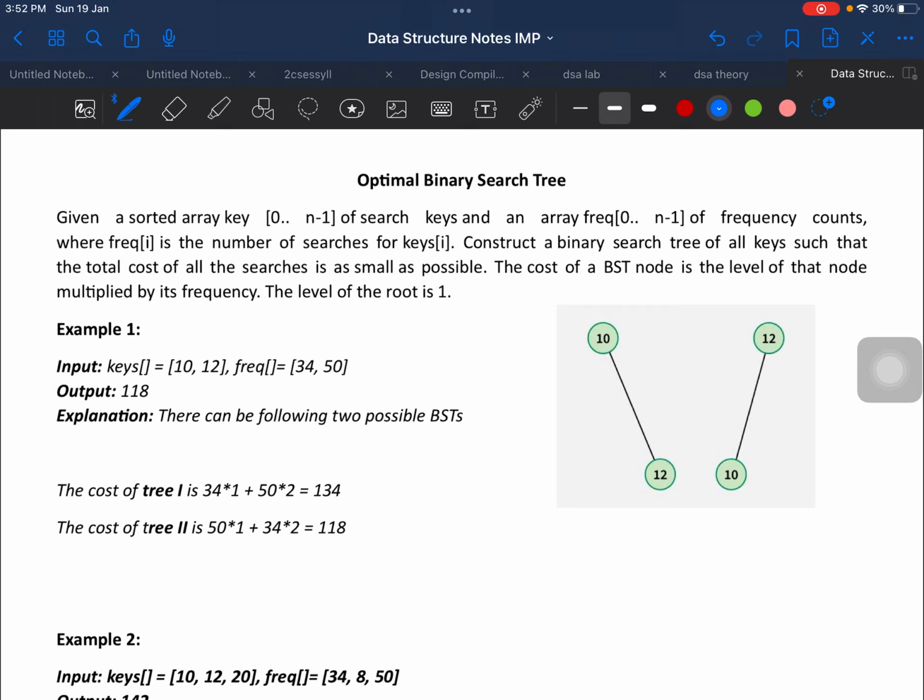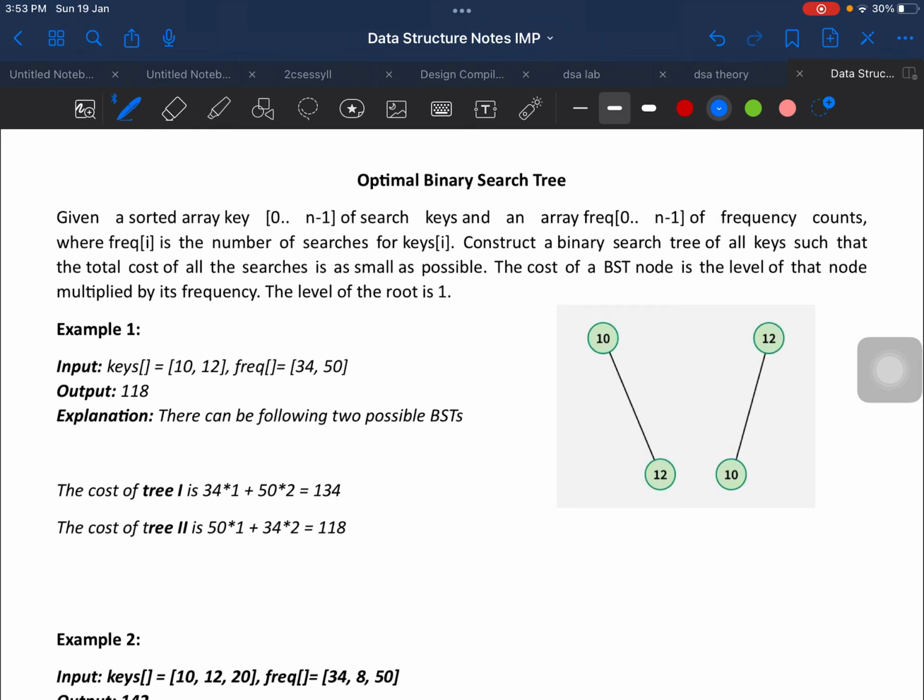Now what is an optimal binary search tree, which is called OBST? Whenever we talk about an optimal binary search tree, it means there are multiple search trees possible for particular key data, and from those multiple binary search trees, one tree is called the optimal binary search tree. Now which tree is called the optimal binary search tree, that we have to see.